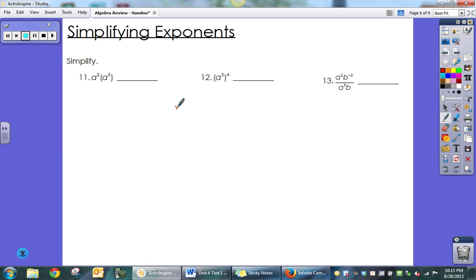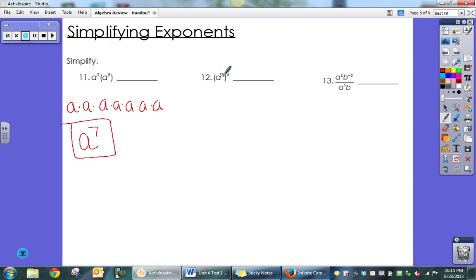Alright, simplifying exponents. There were 2 different videos that went over simplifying exponents. So here we're multiplying. When I'm multiplying, I'm adding exponents, because what this is, a and a, that's a squared, and then 5 more. So I've got 1, 2, 3, 4, 5, 6, 7, which is the same thing as if I would have just added those exponents.